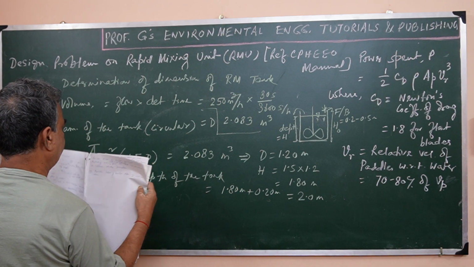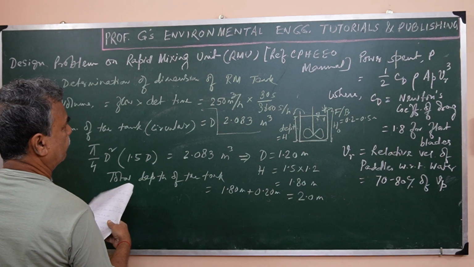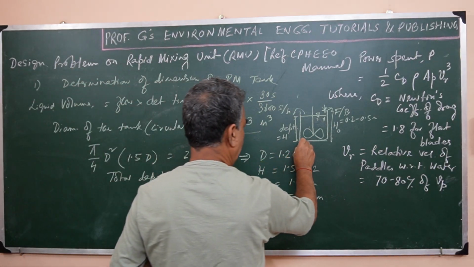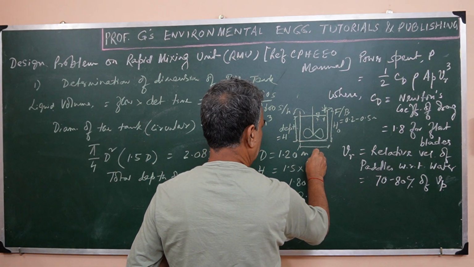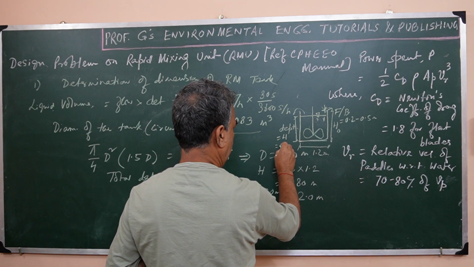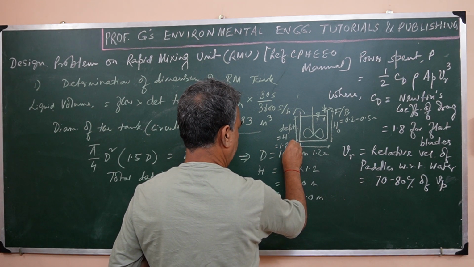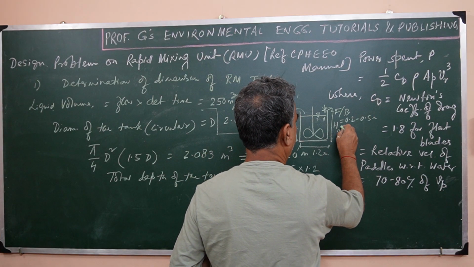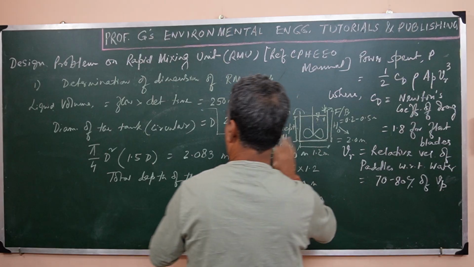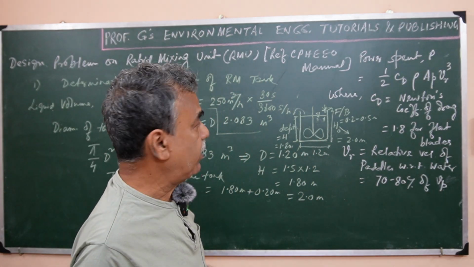So the dimensioning is over here. This is having the diameter 1.2, depth equal to 1.80 meter, and overall that is equal to 2 meter. So that is the dimension of the circular tank.